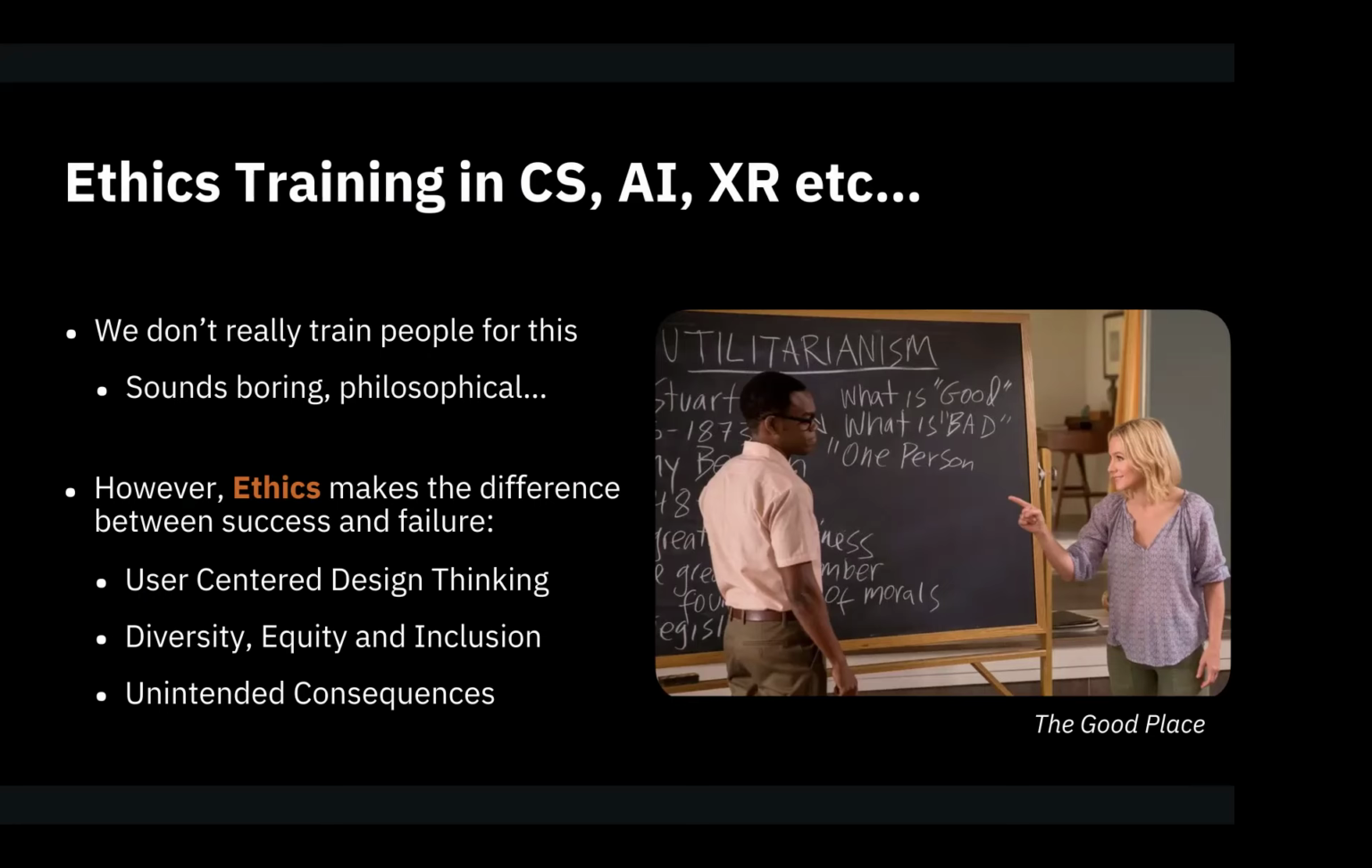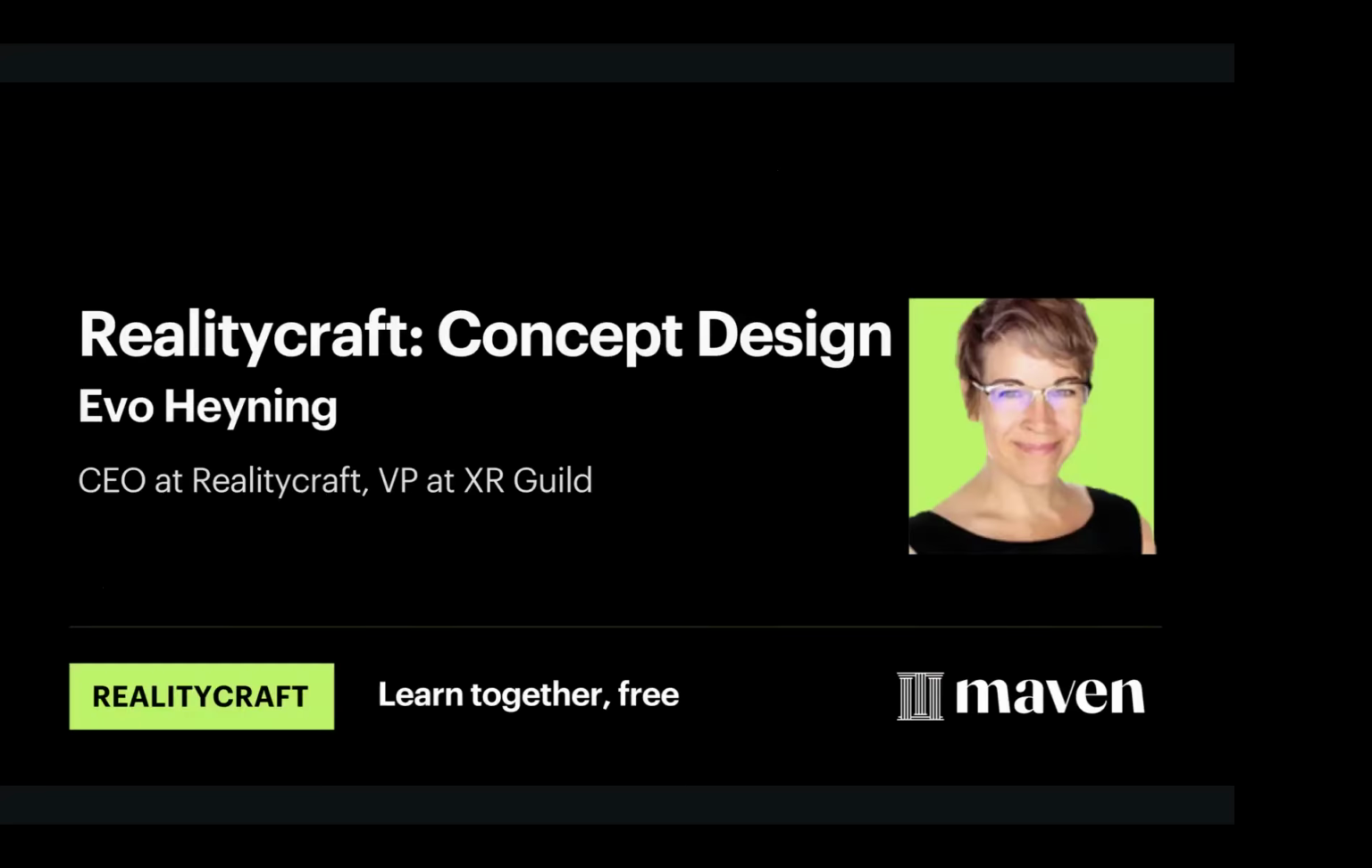So user-centered design thinking is one of those ways that people create a process for this, thinking about diversity, equity, and inclusion when you're building a product and how it is going to reach them. And also, what are the unintended consequences? Because these are things that we constantly have to be pulling apart when we are building a new world.